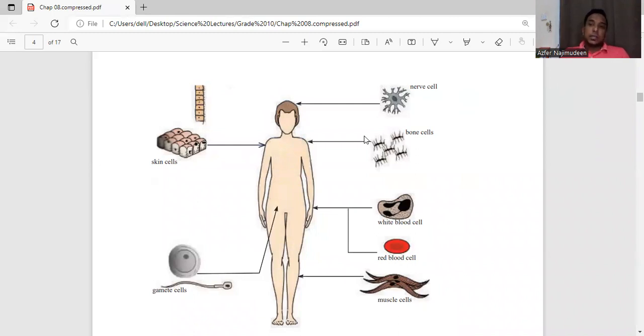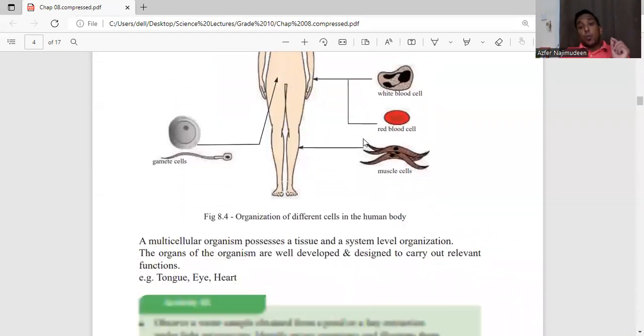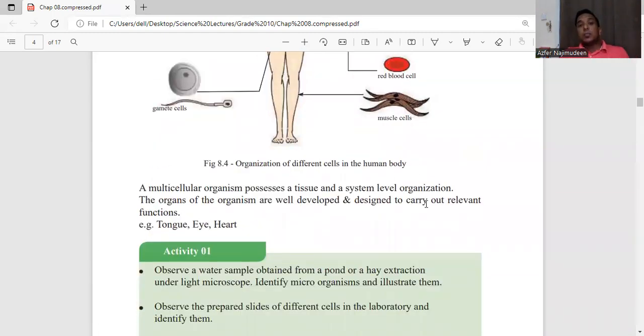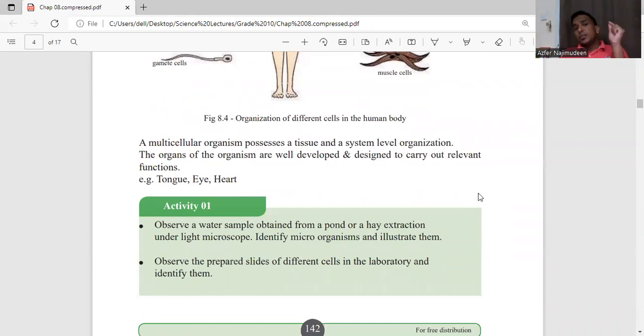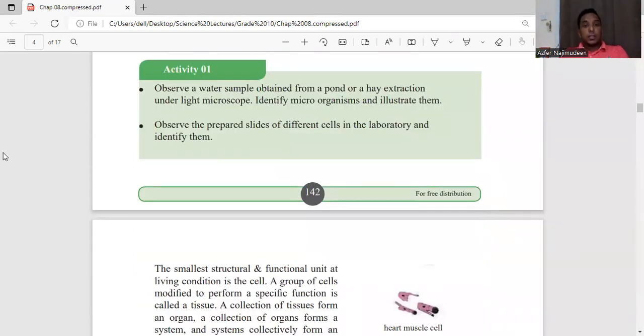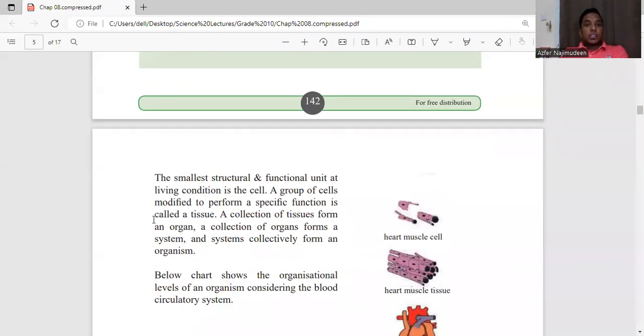So there are a lot of systems in your body. So multicellular organisms are well specialized in system level organization. So they have tissues and also they have system level organization, right? Here you have the smaller structural unit, and now they are giving you the definition for a cell. What is a cell? Okay.